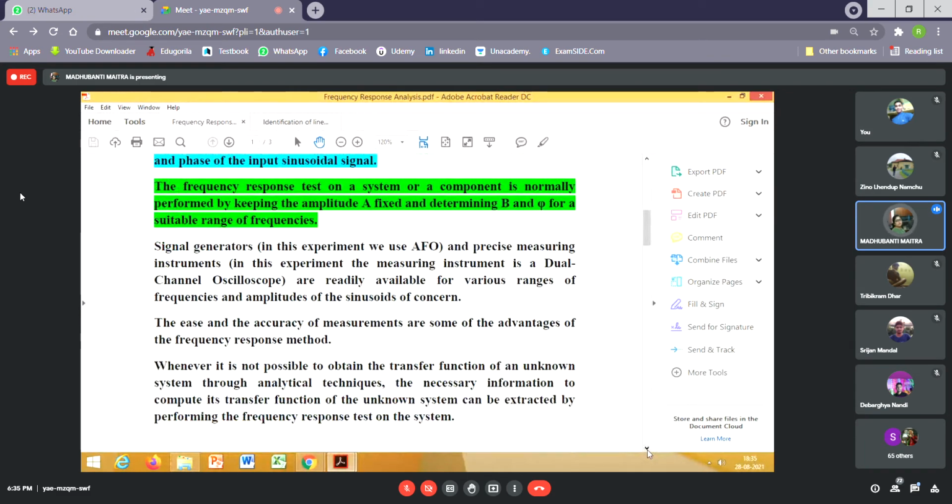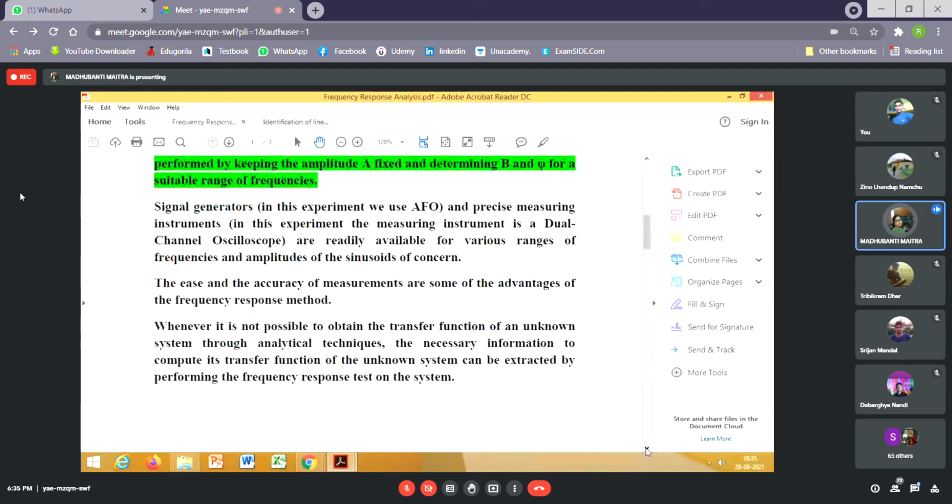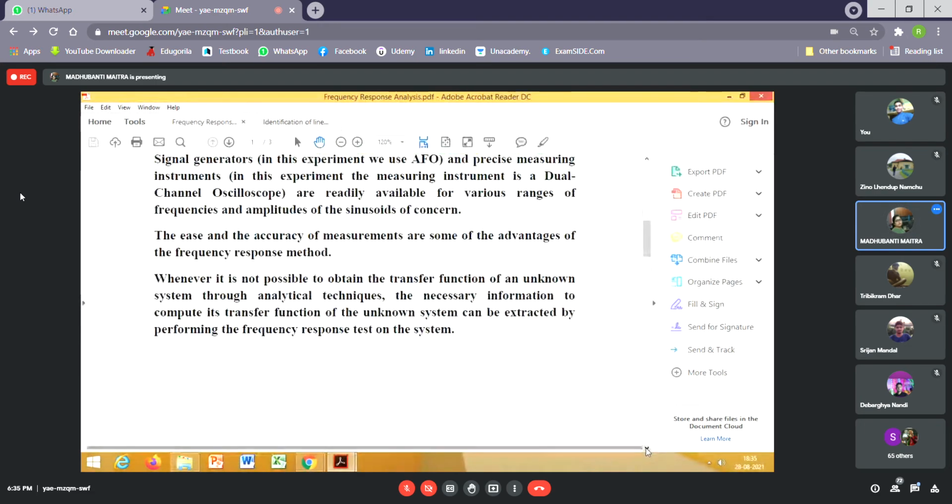Now, the signal generator in this experiment is an AFO, that means audio frequency oscillator, with the help of which we can generate sinusoids in the audio frequency range. And we'll also require a precise measuring instrument, because we'll have to determine B and phi. In this case, our measuring instrument is the dual channel oscilloscope.